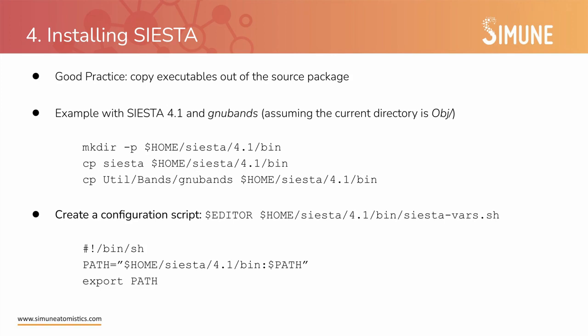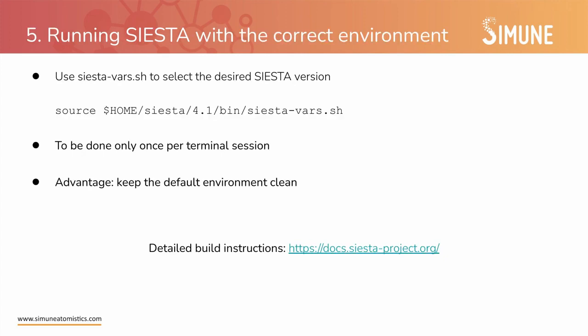To make sure that you can access these executables easily, you can also write a simple script in the same bin subdirectory that we will call here siestavars.sh, and this script will update the path to make the SIESTA executable available. If you have followed all these steps, then you will be able to run SIESTA with the correct environment always. So basically that will mean using the siestavars.sh file.